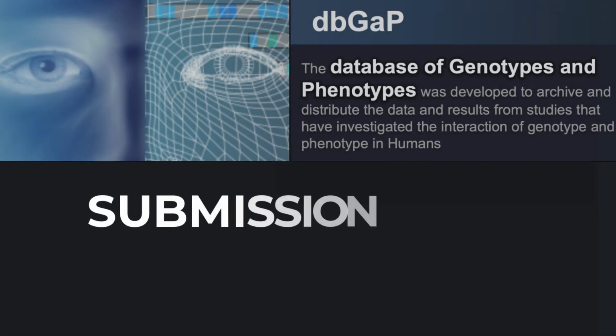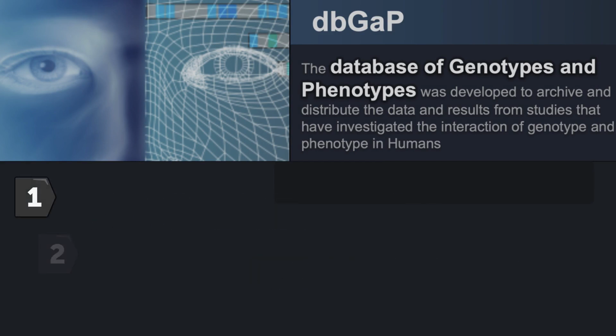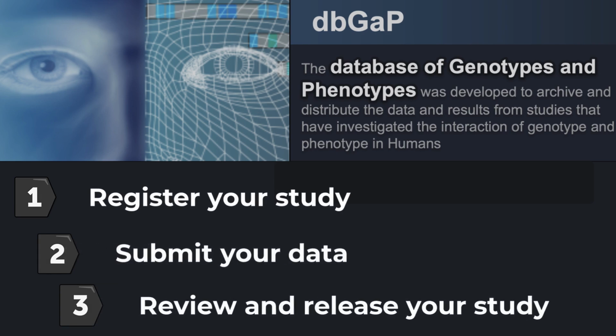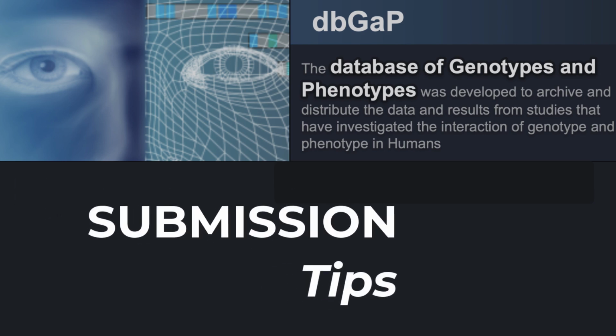This video is the first in a series of 3 providing an overview of dbGaP's submission process. The videos represent the 3 main steps in a study submission: register your study, submit your data, and review and release your study. Together, the 3 videos help new submitters understand what is needed and offer tips for navigating the process as efficiently as possible.